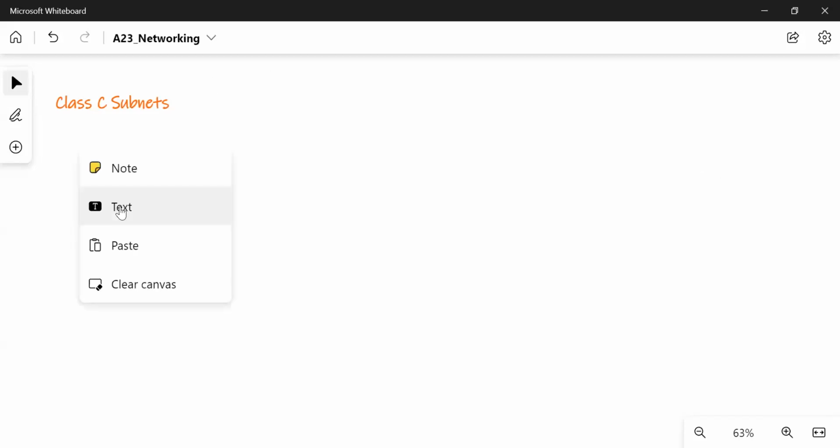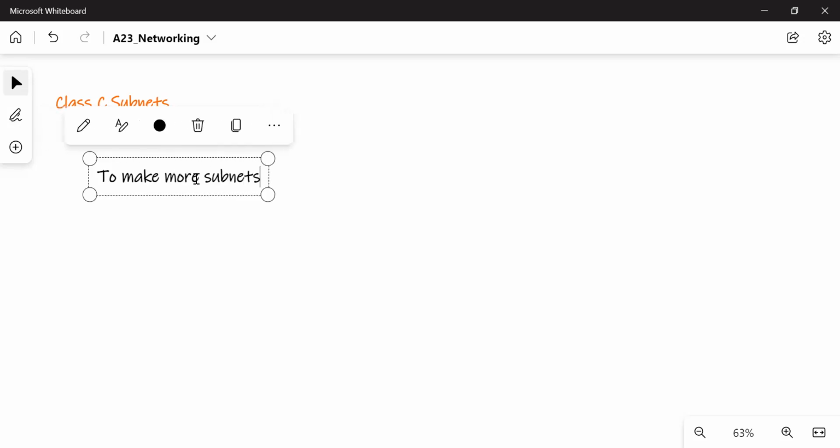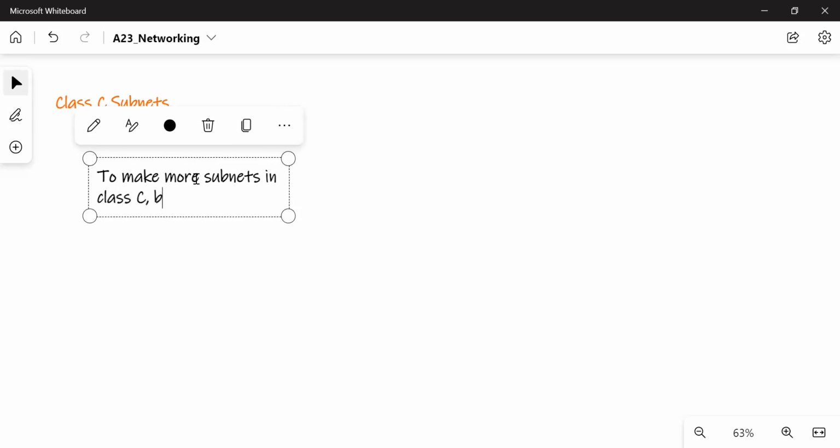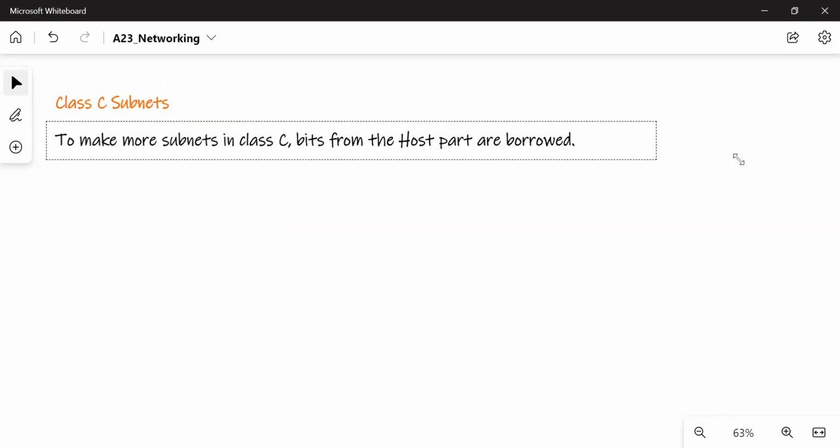So we know that to create more subnets in a class C network, bits from the host part are borrowed. So that we already know, and you have worked on this one.